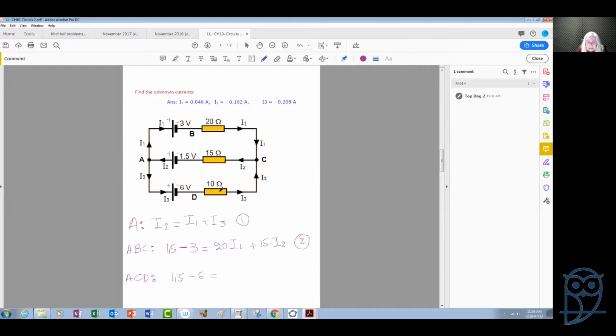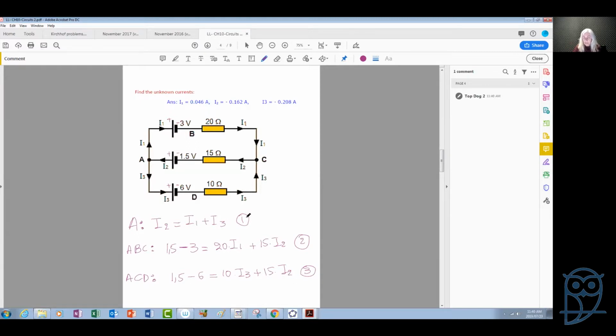So the first one is this 10 ohms resistor times the current I3, it's a plus, 10 times I3, and we continue, plus I2 times 15 ohms. So 15 times I2. And this is our third equation. So now we have finished the physics. We have the 3 equations that we need, and we can solve them as simultaneous equations.